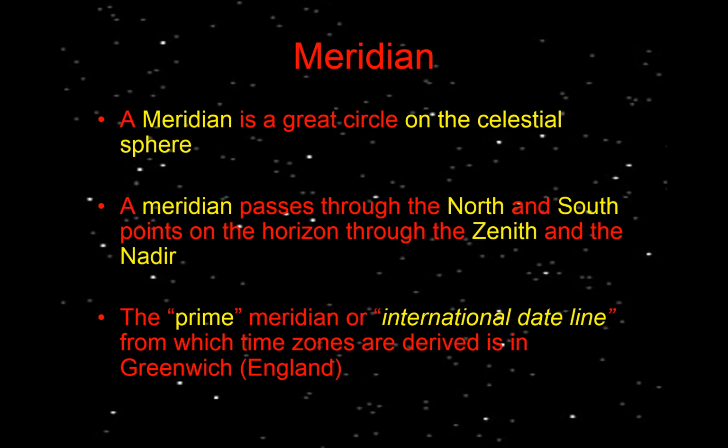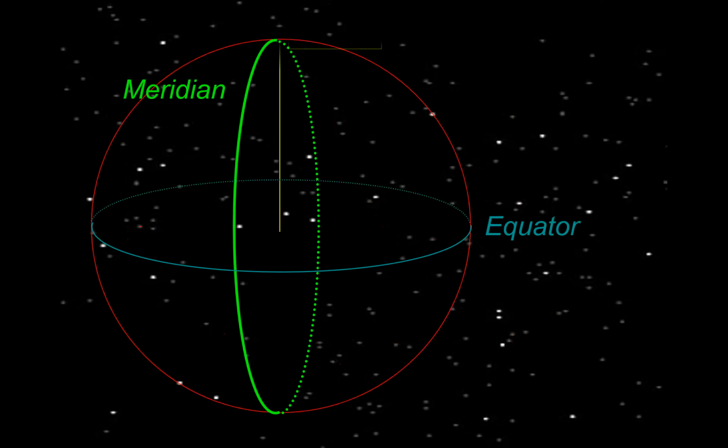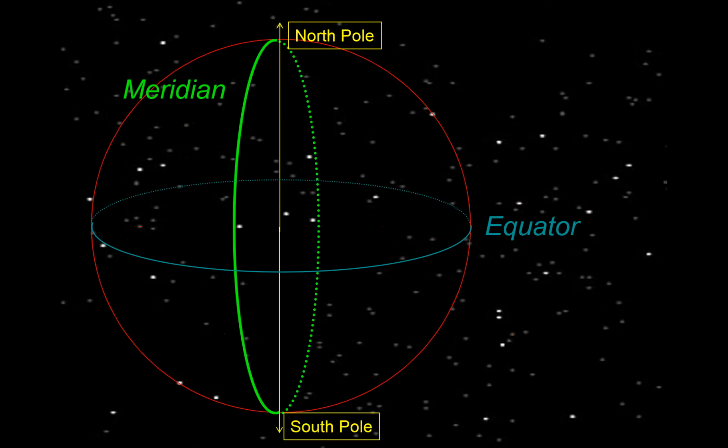The prime meridian, or the international date line that we were talking about before, from which all the time zones and all the positions are measured, is that meridian in England, in Greenwich. But when we're talking about a meridian, what we're really saying here is here's our celestial sphere in red, and there's our equator in blue. A meridian is just any circle that's drawn through the north and south poles from top to bottom like this. Now, that really can relate to where you're standing on the planet.